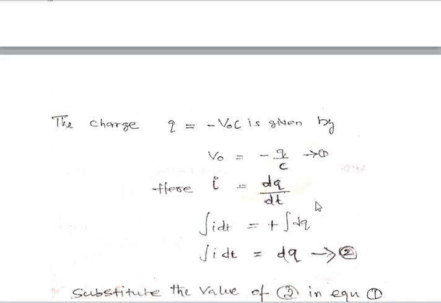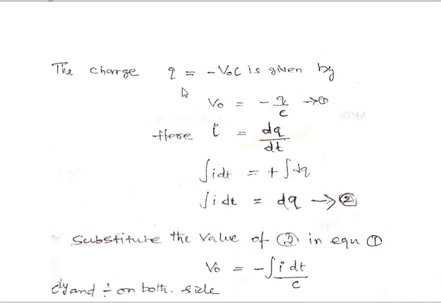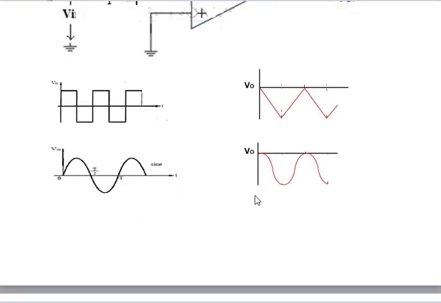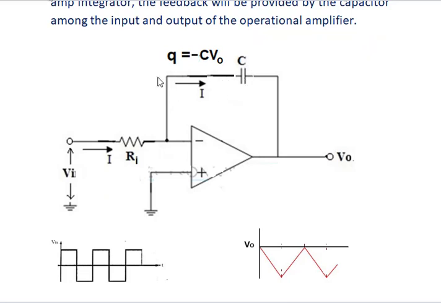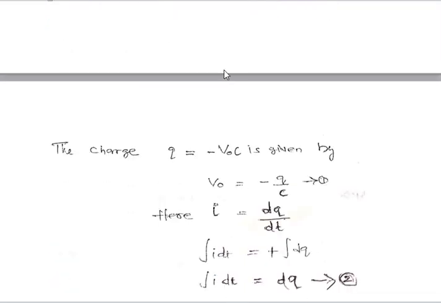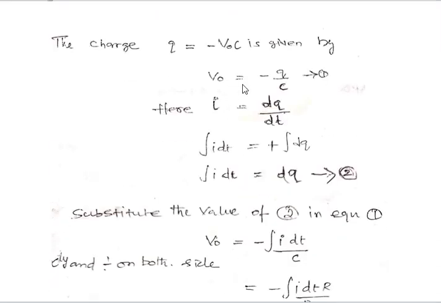So here the charge in the capacitor Q is equal to minus V output C, because the capacitor is connected in the feedback part. So the V output voltage is charged here. So Q is equal to minus C V out, so the output voltage is equal to minus Q by C. We know well that the current is equal to dQ by dt. So cross multiplying, dQ is equal to I into dt.